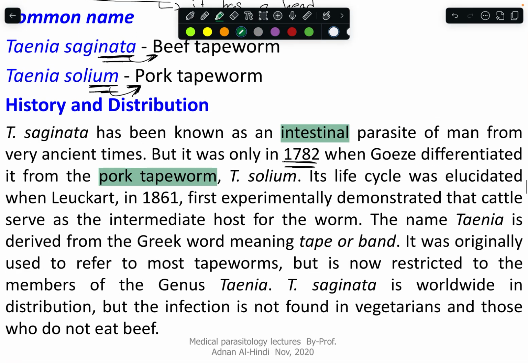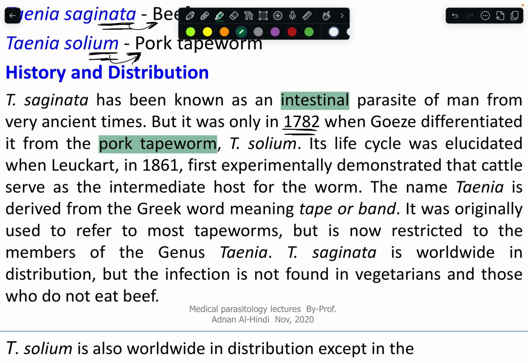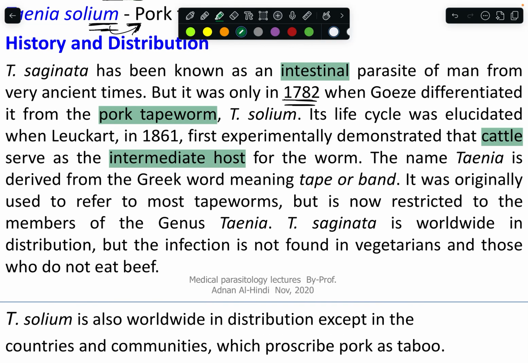The life cycle was elucidated when Leuckart in 1861 first experimentally demonstrated that cattle serve as the intermediate host. So we learned that cattle served as the intermediate host for the worm. The name Taenia is derived from the Greek word meaning tape or band. It was originally used to refer to most tapeworms, but is now restricted to members of the genus Taenia.